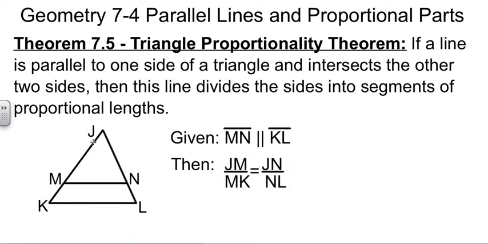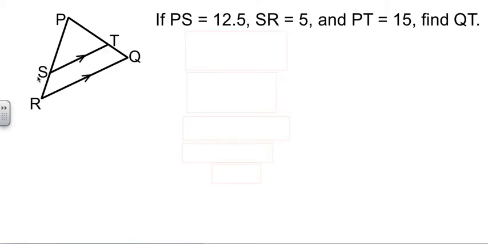That is, JM to MK is equal to JN to NL. The ratio on the left is equal to the ratio on the right. That's what the triangle proportionality theorem says. So let's apply this theorem.